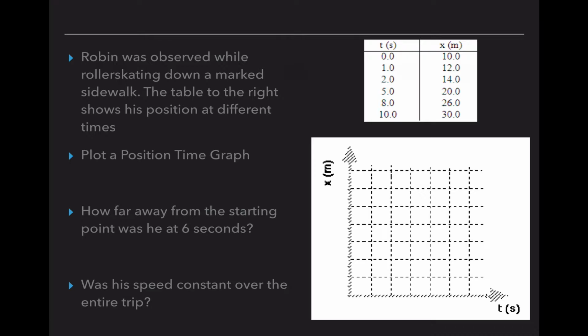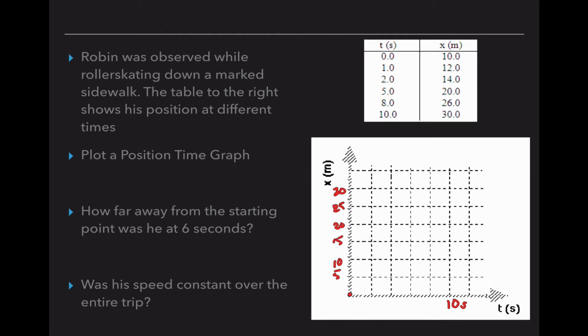So now here's an example problem. Robin was observed while roller skating down a marked sidewalk. The table to the right shows the position at different times. So plot the position-time graph. So we need to go up to 30 meters in 10 seconds. So every line at the bottom, I'm going to go up by 2: 2, 4, 6, 8, 10 seconds. And every line up the top, I'm going to go up by 5: 5 meters, 10 meters, 15, 20, 25, and 30.